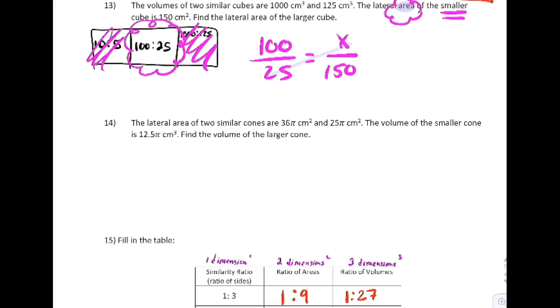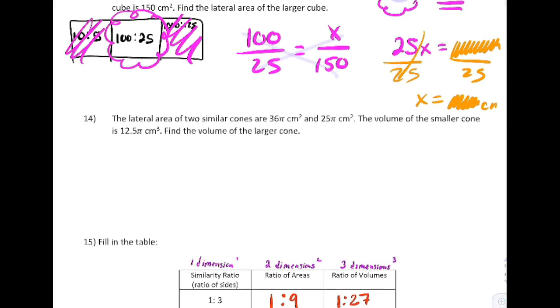Now we cross multiply and solve. So we have 25x equals whatever 100 times 150 is, which is 15,000. Divide both sides by 25, and x is 600 centimeters squared.